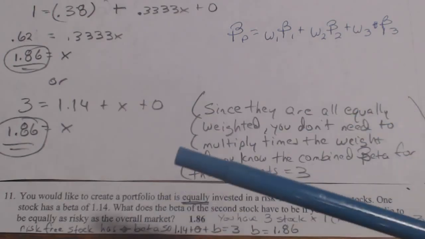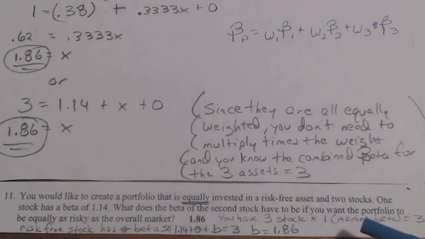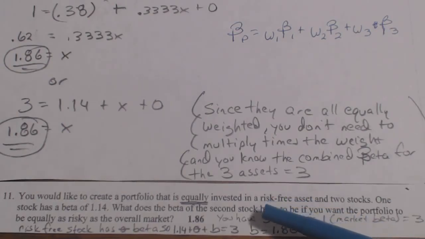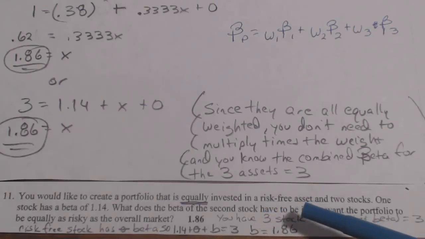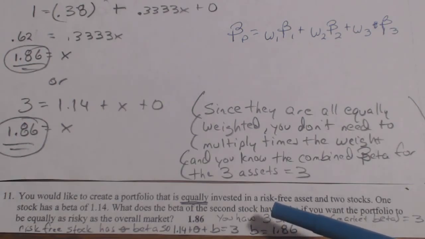Okay. What does the beta of the second stock have to be if you want the portfolio to be equally as risky as the overall market? So you know you've got one beta of 1.14, and you've got a risk-free asset. A risk-free asset has a 0 beta. Remember, beta represents risk, so just as standard deviation does too. Beta represents risk. This is a risk-free asset. So risk-free assets do not have any risk, so their beta is 0.